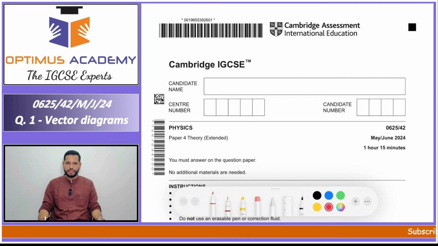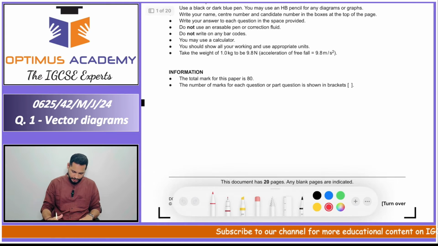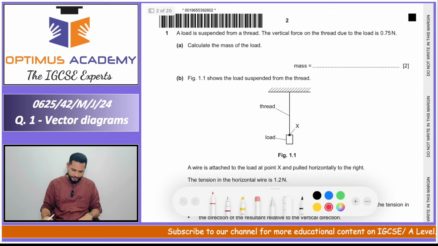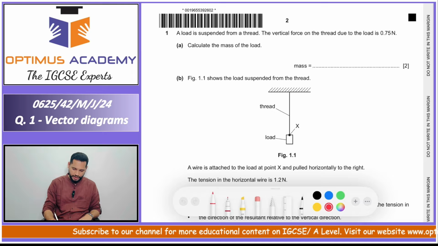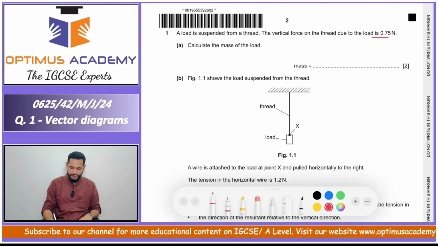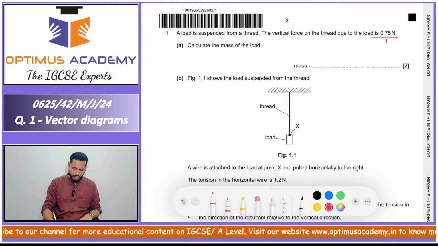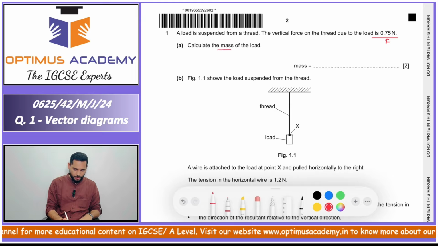Hello students, so today we are solving paper 42 from May-June series 2024 for subject physics. You can see on screen, question number 1 says that a load is suspended from a thread. The vertical force on the thread due to the load is 0.75 Newton. Calculate the mass of the load.